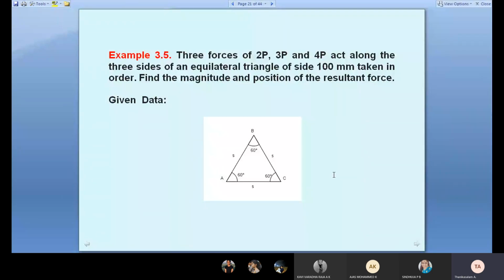So I have drawn the equilateral triangle. Equilateral triangle means generally the angle is 60 degrees. Understand, students? Then all three sides are the same. The S means side. So I have drawn the equilateral triangle.